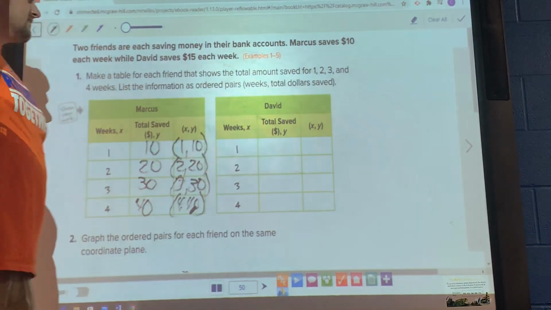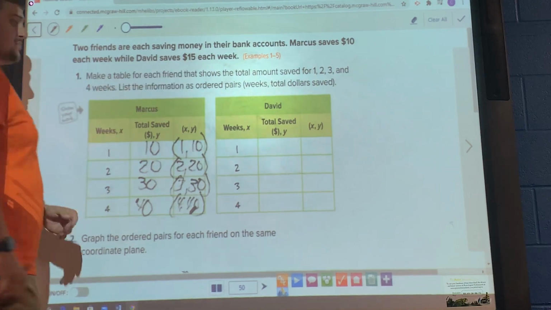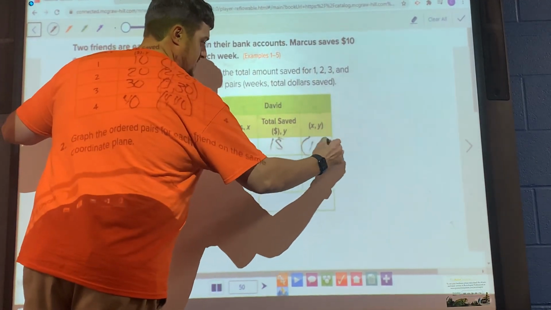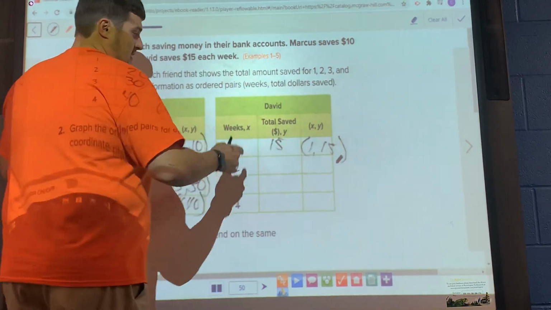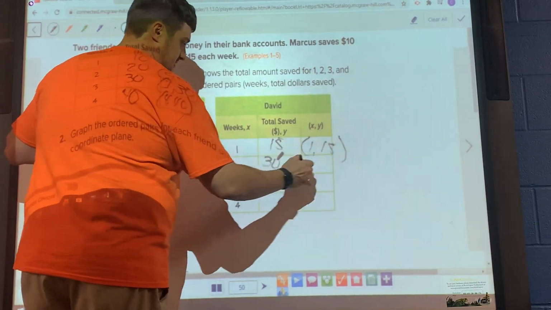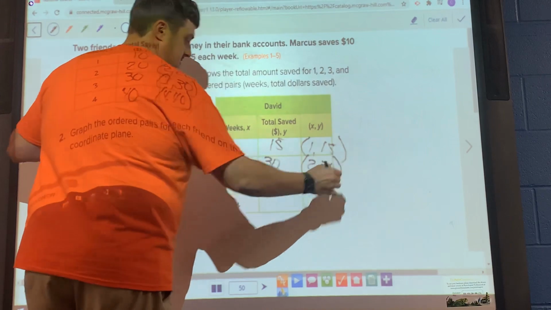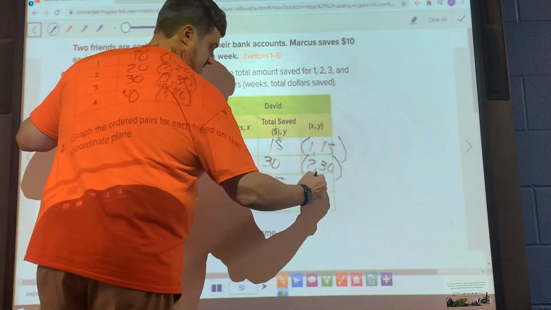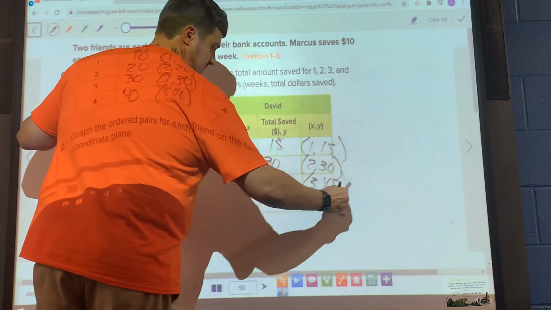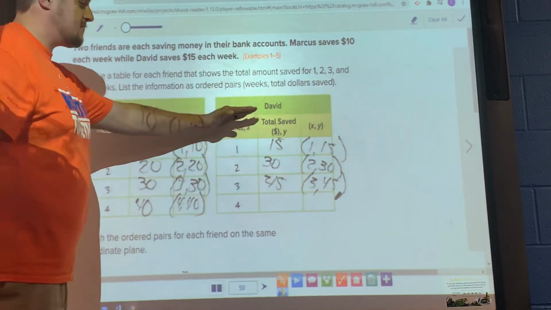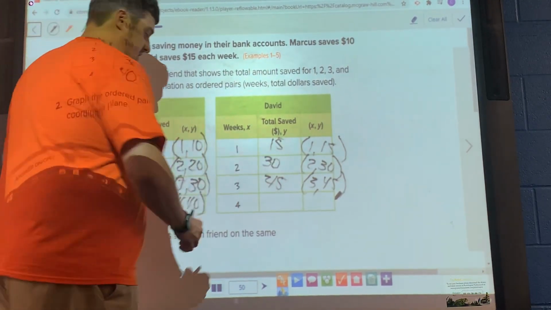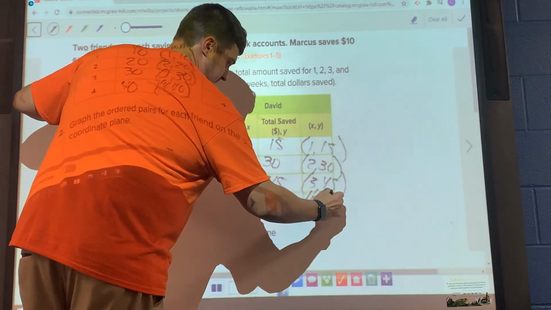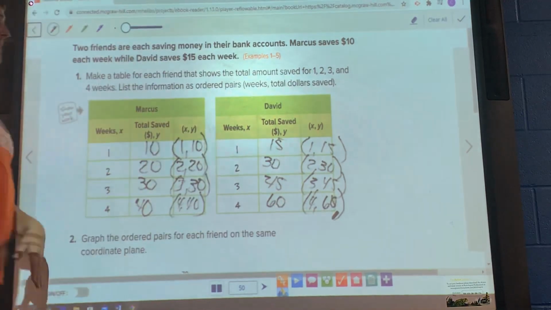Now we have to do David. David saves $15 each week. So after 1 week, $15: 1, 15. Remember, X, Y. Then 2 weeks, we have $30. 3 weeks, we have 45. Remember, it's going up $15 each time. So then 4 weeks would be $60. Now we have our tables filled out.